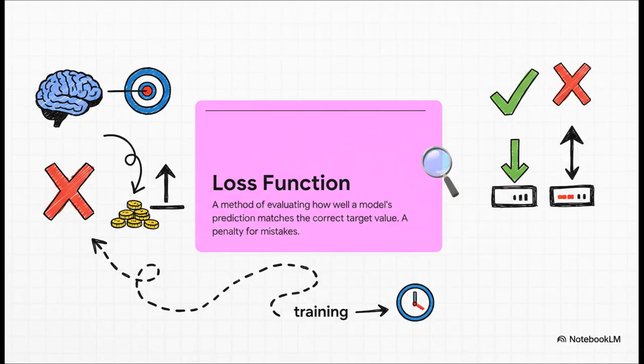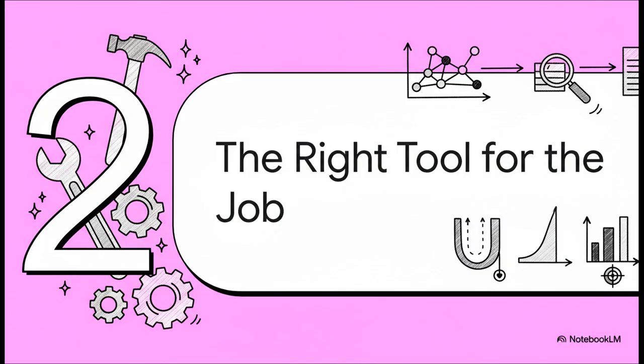At its heart, a loss function is pretty simple. It's the scorekeeper. It's the coach on the sidelines. Every single time your model makes a guess, the loss function compares that guess to the right answer and calculates a penalty, a loss. A huge loss means a big mistake. A tiny loss means, hey, you're getting warm. The entire goal of training an AI is just to make that score as low as possible. That's it.